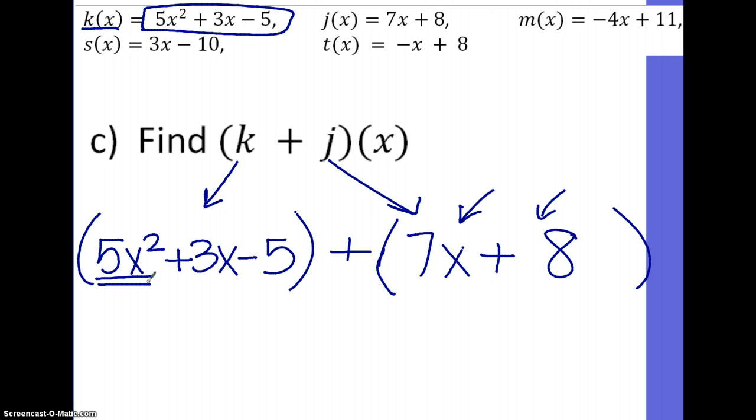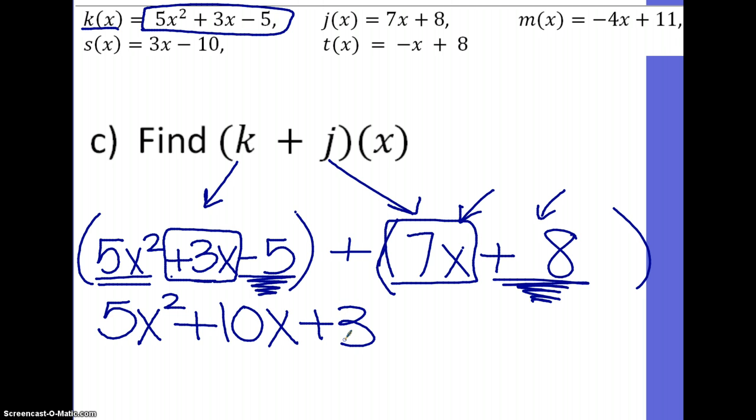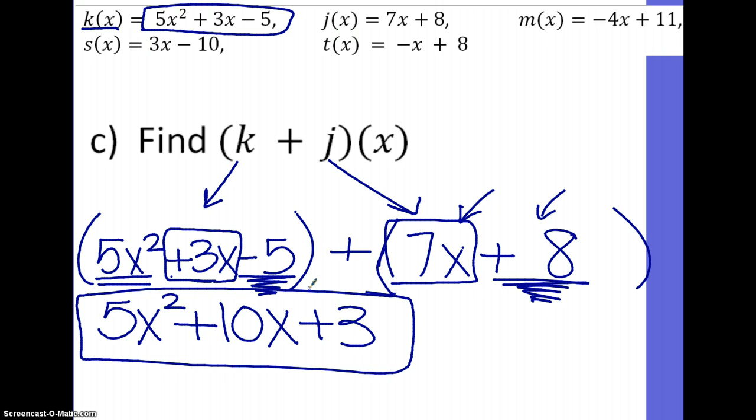5x squared. There's no x squareds to combine, so I'm just going to write 5x squared. This 3, I got a positive 3x, and I got 7x. 3 plus 7 makes 10, positive 10x. You've got negative 5 plus 8. Negative 5 plus 8 is positive 3. And there's no other terms I can combine. So our simplified answer, when we add those two equations, is 5x squared plus 10x plus 3.